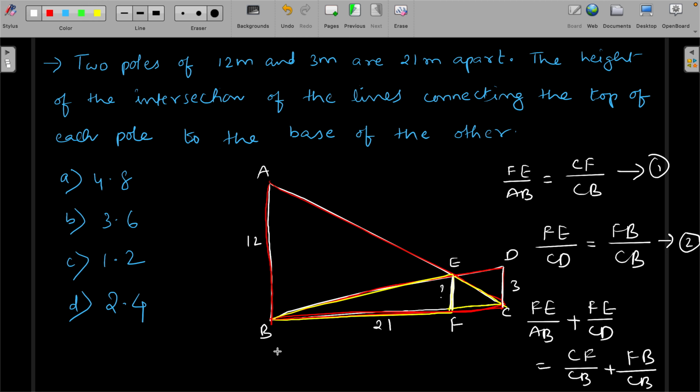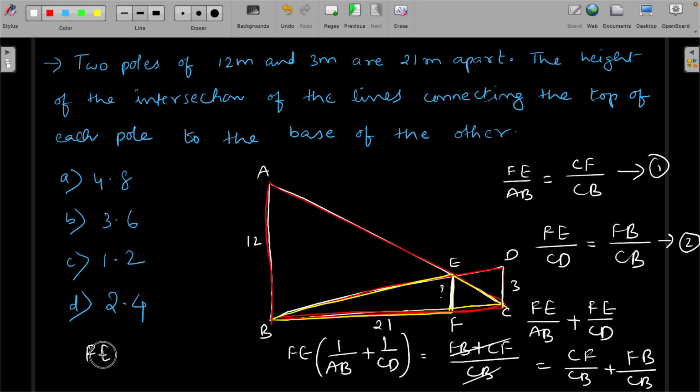Now from this, what will we get? If we take FE common, this will become 1 by AB plus 1 by CD. And the other side will become FB plus CF by CB. What is FB plus CF? FB plus CF is nothing but CB. So these two will get cancelled. Now FE into 1 by AB plus 1 by CD will become 1.